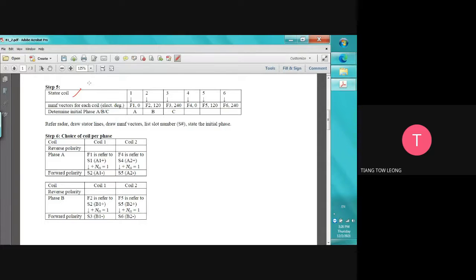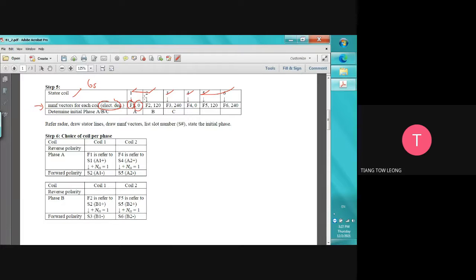We have a 6 slot, right? 6 slot. So it must be 1, 2, 3, 4, 5, 6. And then just copy down the MMF vector for each coil in electrical degree. Usually MMF vector we will use F1 to represent the MMF vector. So 1 is F1, 2 is F2, 3 is F3, 4 is F4, 5 is F5, 6 is F6. Then we will start from 0. It is a must to start from 0.